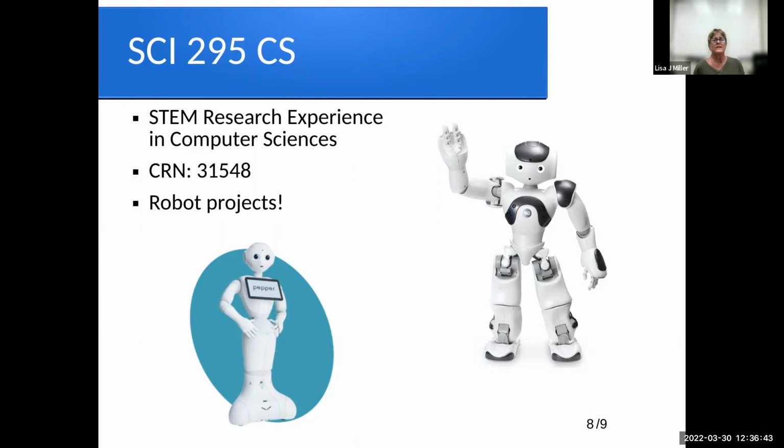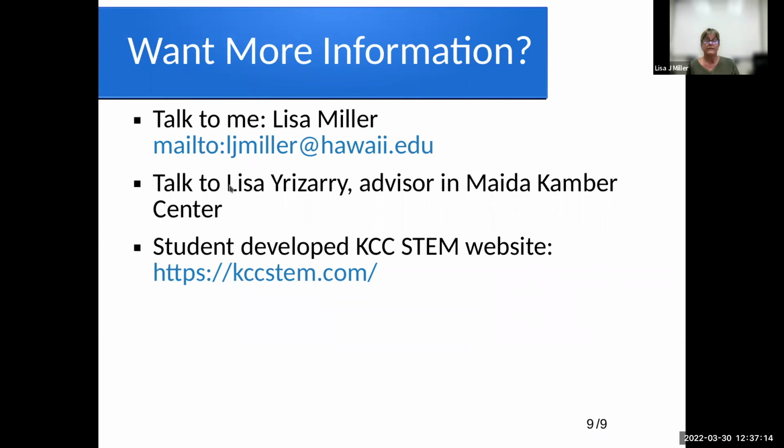So if you're interested in that, you have to get permission from me to register for the class. It's CRN 31548 in the KCC catalog right now, or for registration for this semester. Next semester. And so, yeah, I strongly suggest if you're interested, please talk to me. Like I said, I'm very flexible about what we're going to do for robot projects at this point. And so that's the end of my slides that I have here.